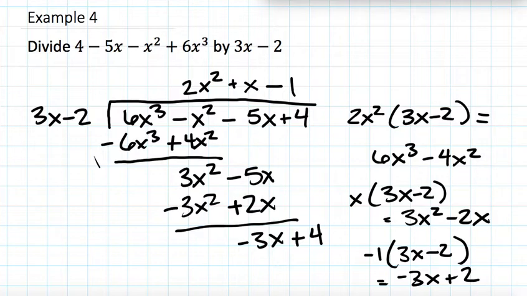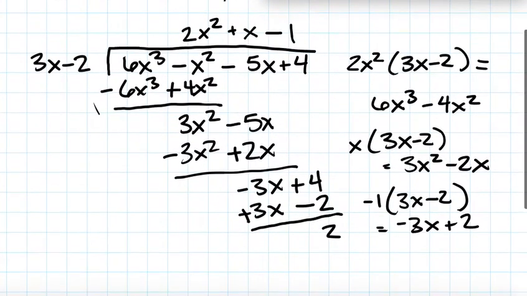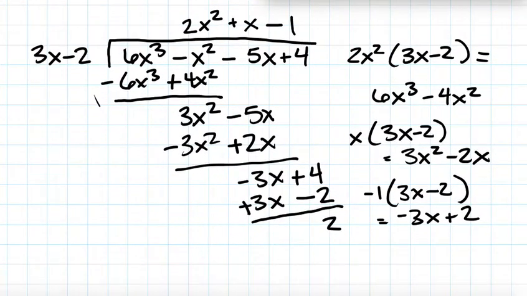So over here, I'm going to write negative 3x plus 2, and then subtract, subtract, subtract, changes the signs. 3x cancels out, as it should. Plus 4 minus 2 leaves me with positive 2. Now, in this problem, there is a remainder. I don't end up with just 0 at the end. This 2 here is a remainder.